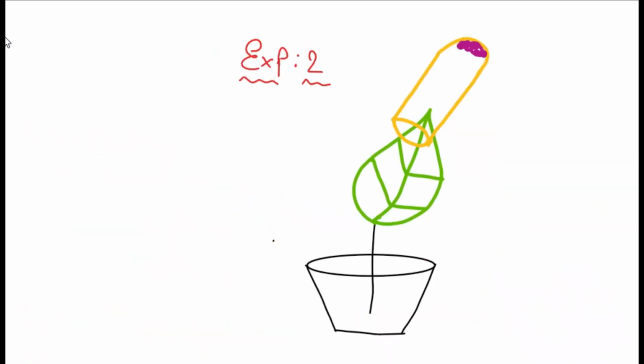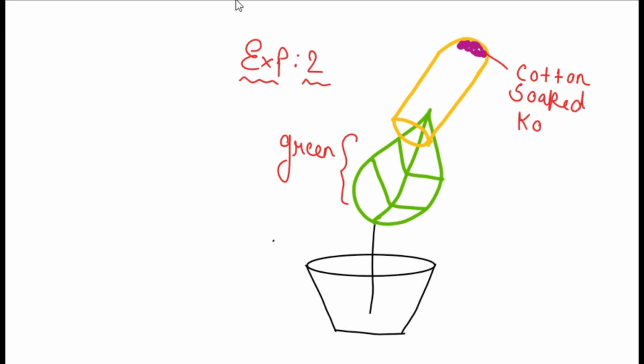So now let us understand the second experiment of the photosynthesis unit. In this, we are taking the complete portion of the green plant or the green leaf. This leaf is completely green in color. Now we are putting the tube having cotton soaked with KOH, and then we are covering it.